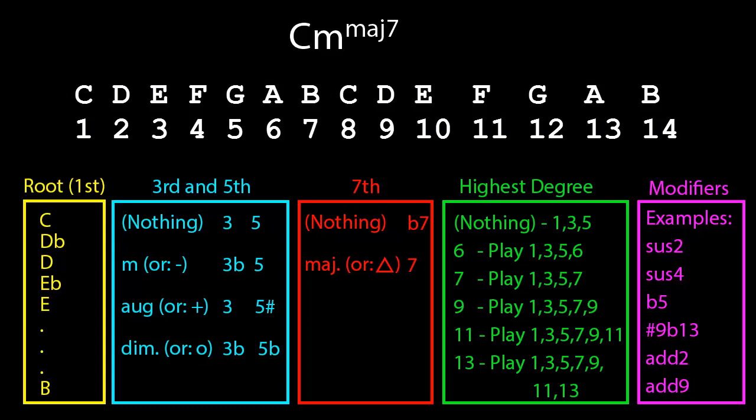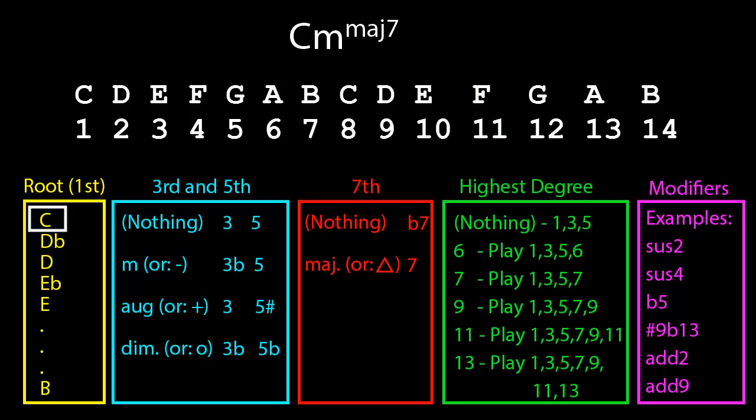Now, what are the 5 different parts of the chord name? Well, the first part is the letter, which signifies the root note on which we're going to construct the major scale. In this case, it's C. And this tells us our first degree is going to be C.